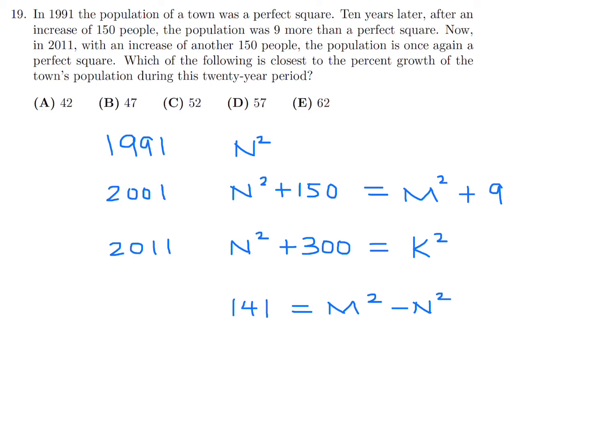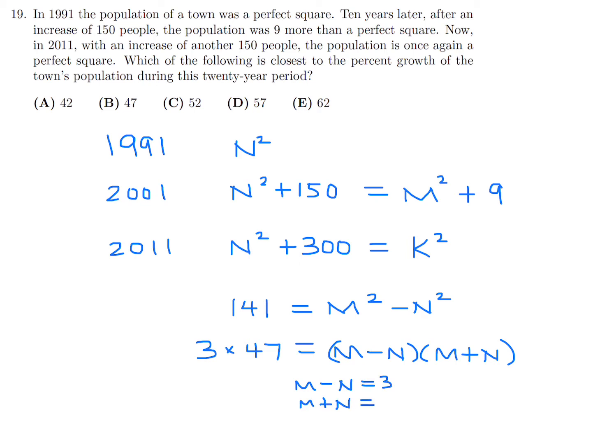Now, some of you might be able to figure out which two perfect squares differ by 141. If you can't, not a problem. Just factor this. It's m minus n, m plus n. And then factor 141 into its prime factors, and I believe that would be 3 times 47. So that means that m minus n is 3, and m plus n is 47. If you add them, you get 2m is equal to 50, and therefore m is 25, and therefore n will be equal to 22.